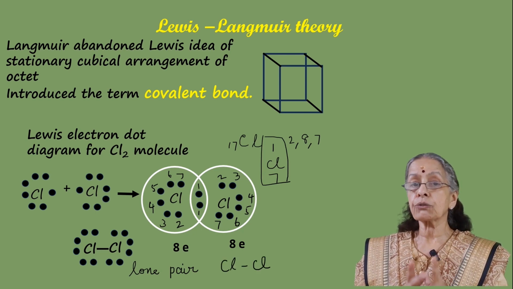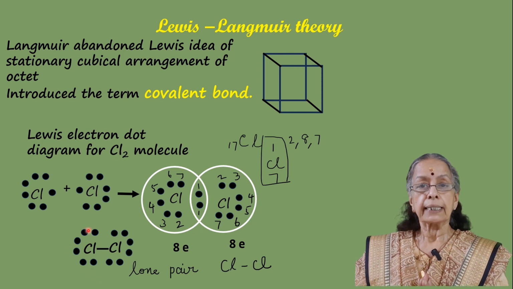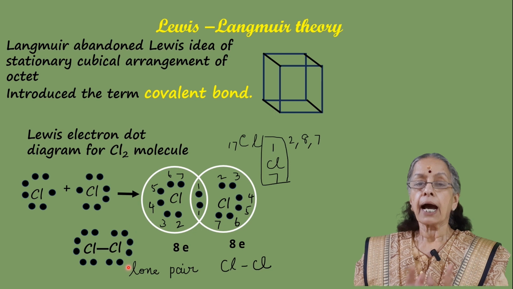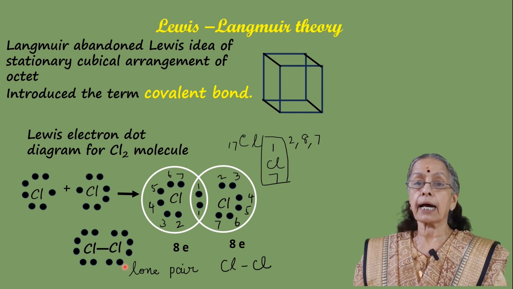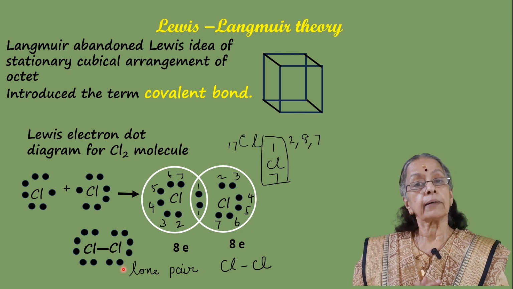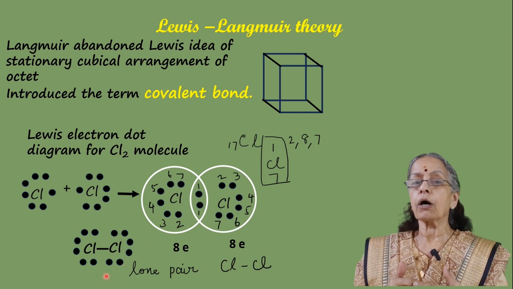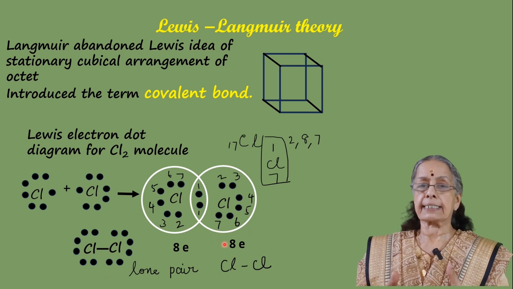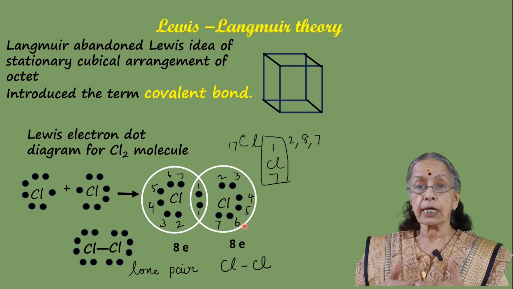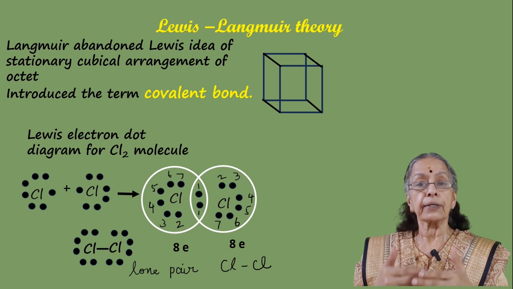But if you are asked to draw the electron dot diagram for chlorine molecule, then you have to show the bond and then also show the lone pairs. Supposing you are asked to represent the electron dot diagram of bond formation, then you have to show the overlapping of the valence shells and show the shared pair of electrons within the shared region.